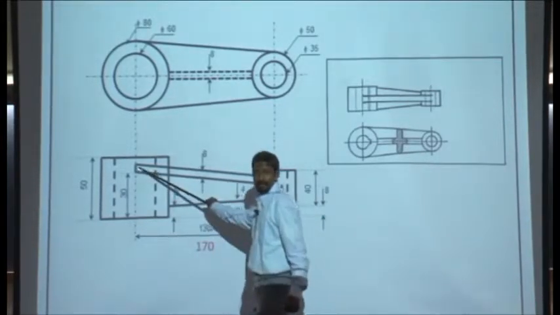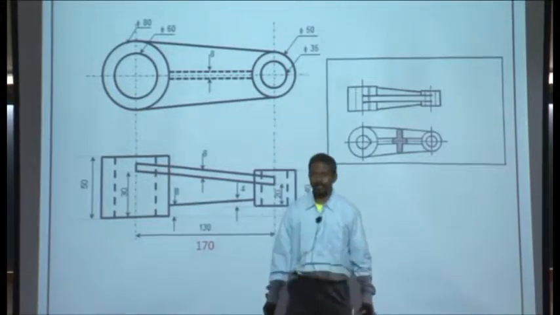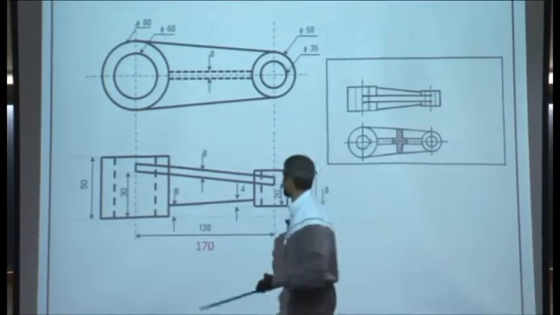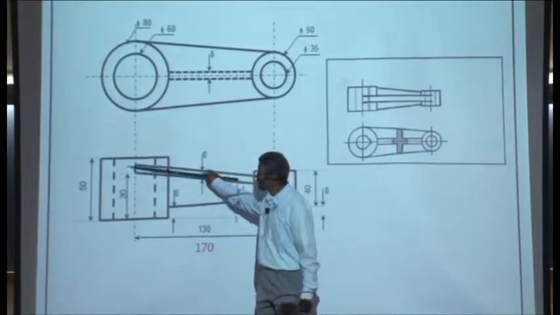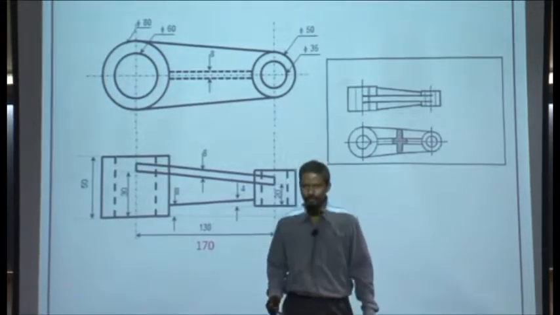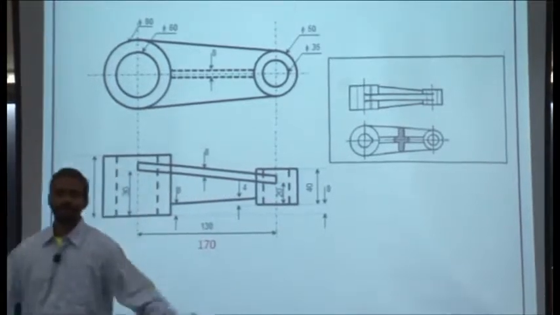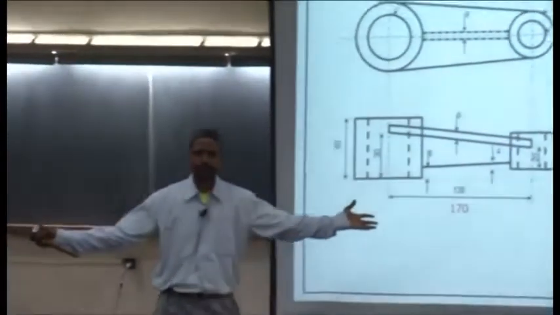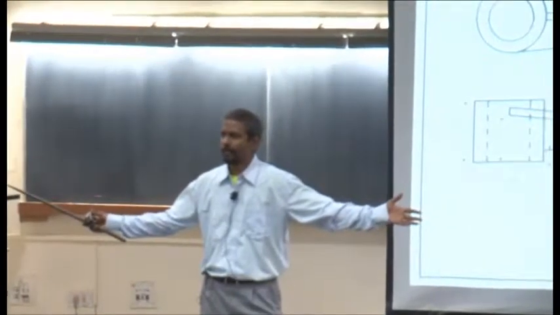These lines? You mean these lines? Yeah, so they shouldn't be there because this slanted part is essentially tangent to these cylindrical surfaces. Is that what your question was? Yeah, so they shouldn't be there. Okay, all right.